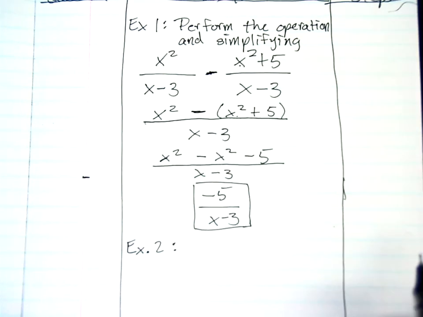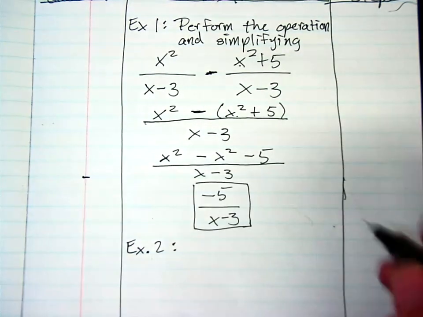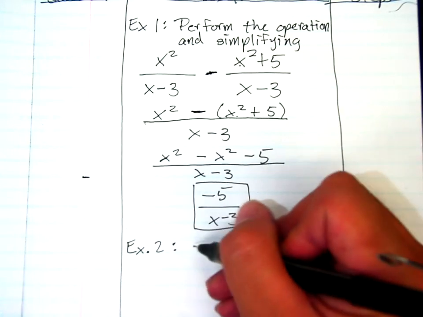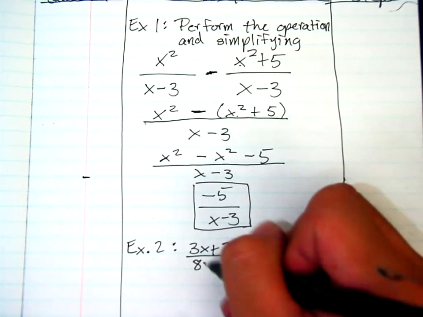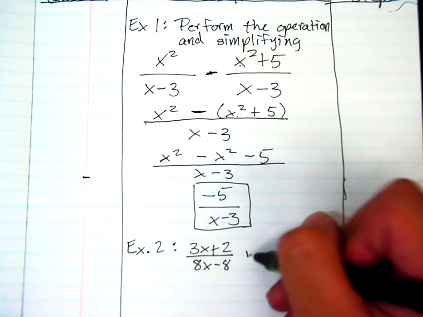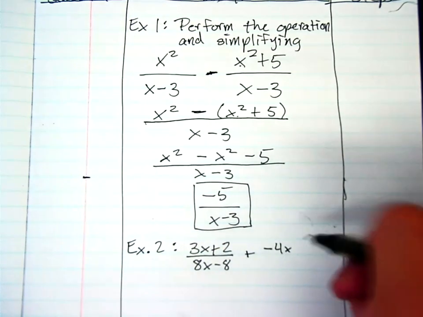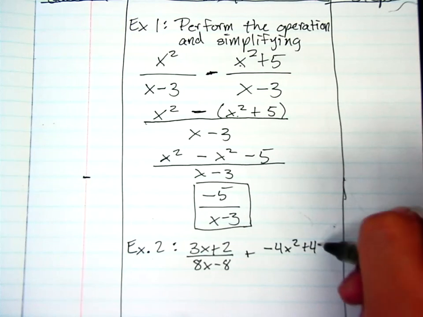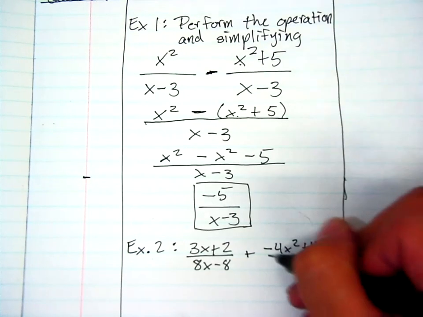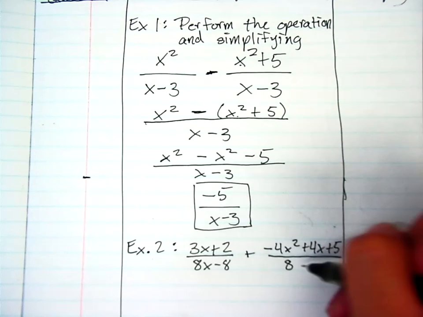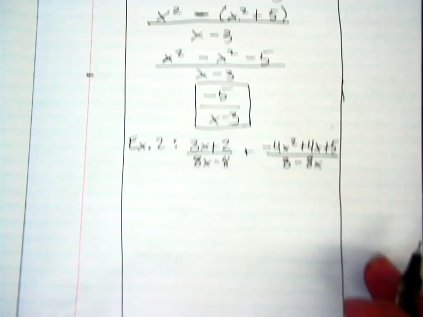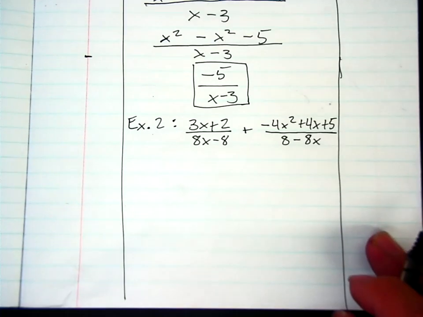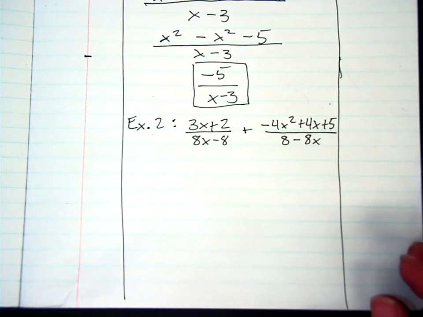I'm not going to rewrite it, but do know that we may need to simplify. For this one, we're going to be working with 3x plus 2 all over 8x minus 8 plus negative 4x squared plus 4x plus 5 all over 8 minus 8x. So just by reading that out loud, you can already tell they don't have common denominators. They are, however, very similar.